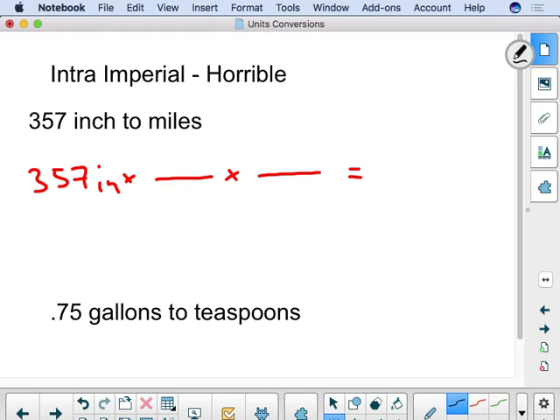Okay, what unit am I trying to get rid of? Inches. So where am I going to put that? In the bottom. Okay. What am I going to convert it to on the way to miles? What's a good in-between thing? Feet. You could use yards. I think more of us know about feet than know about yards, but who knows? It's a terrible system.